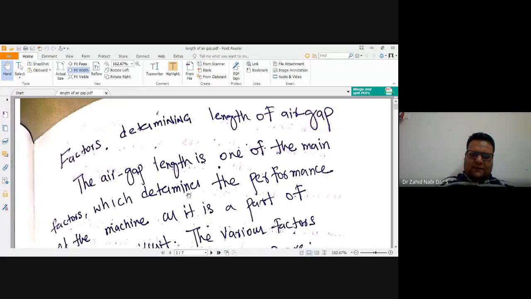Now, as far as an induction machine is concerned, it has two parts primarily. One is your stator, that is your stationary part, and to the stator you are supplying your supply. From the stator, in a three-phase induction motor, three windings come out, that is R, Y, and B.